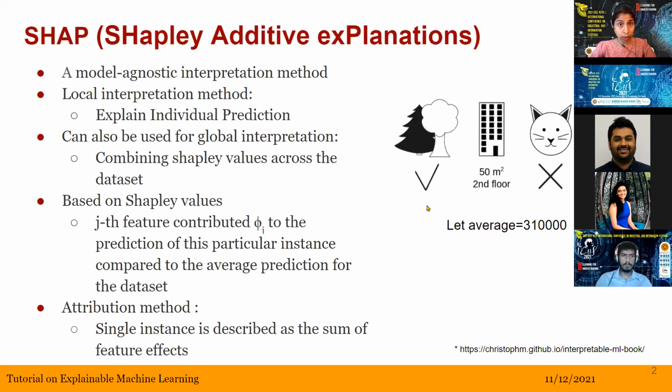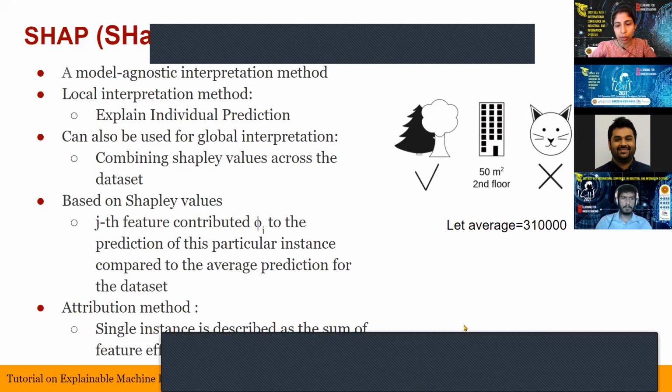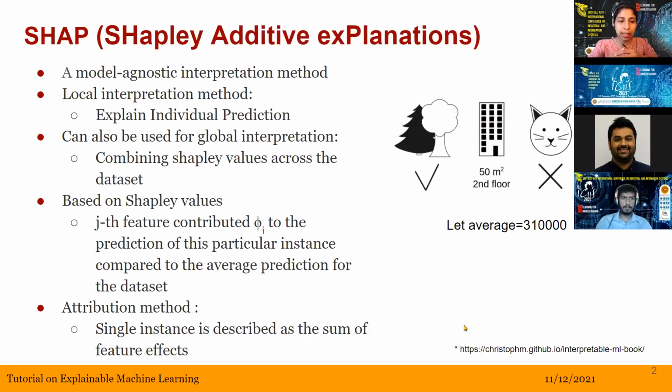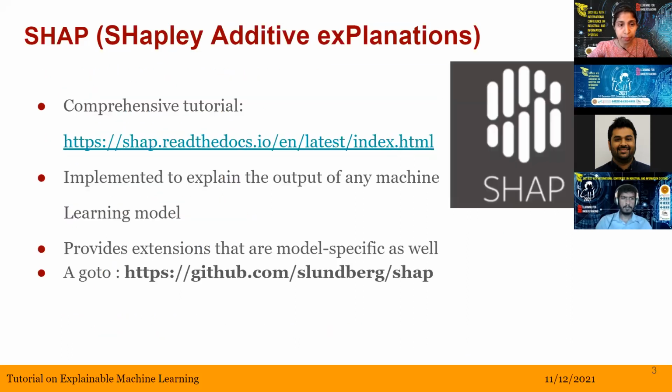I'm not going to go into the details of the implementation, but that is the intuition behind Shapley values. The tool SHAP is based on Shapley values, and it is an attribution method. Dr. Kasun briefly mentioned this also. What that means is that a single instance, like a single prediction, is described as the sum of all the feature effects.